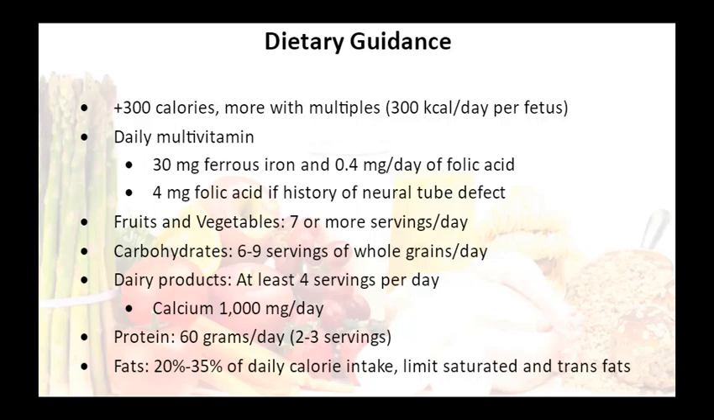7 or more servings per day of fruits and vegetables and 6 to 9 servings of whole grains per day are recommended. At least 4 servings per day of dairy products provide calcium, protein, and vitamin D. The recommended intake of calcium is 1,000 milligrams per day, the same as for non-pregnant women. 60 grams per day, 2 to 3 servings of protein are recommended. Fats should make up 20 to 35% of the daily caloric intake, with limited saturated and trans fats.